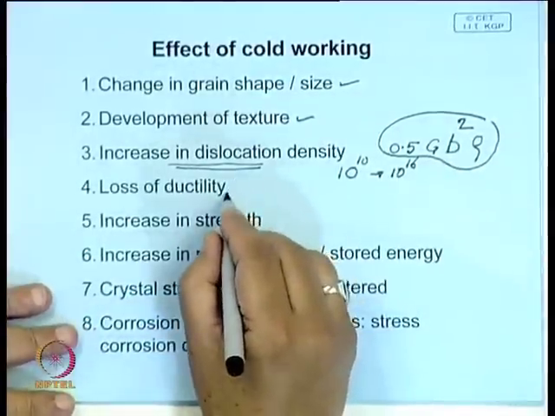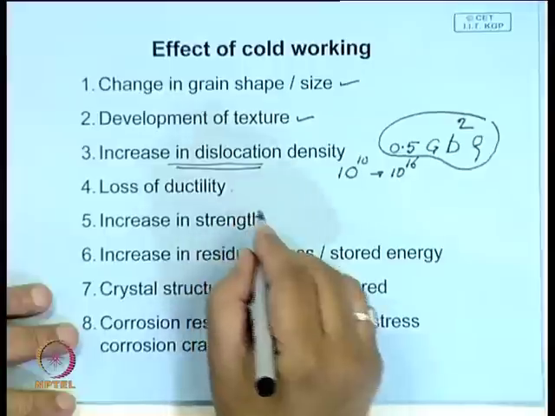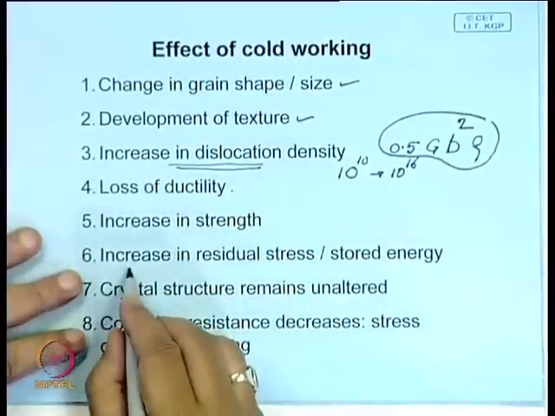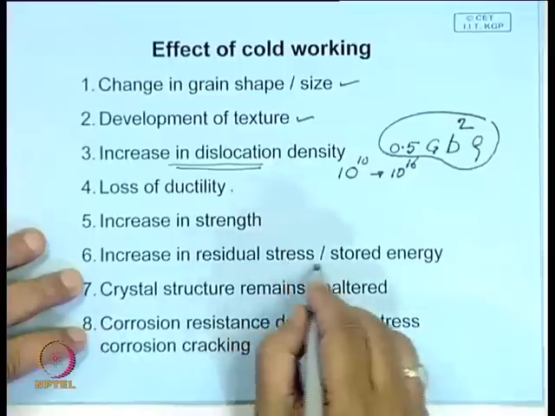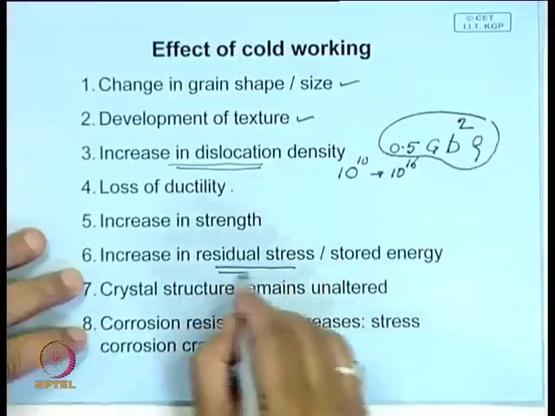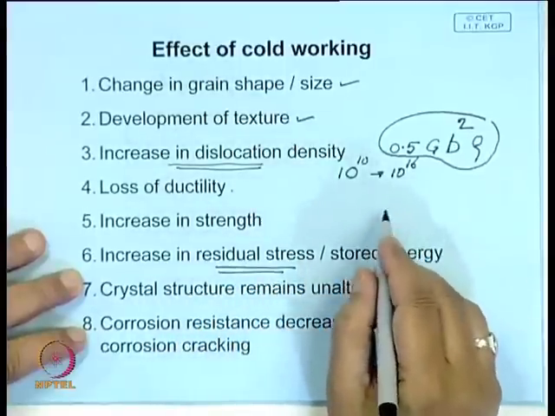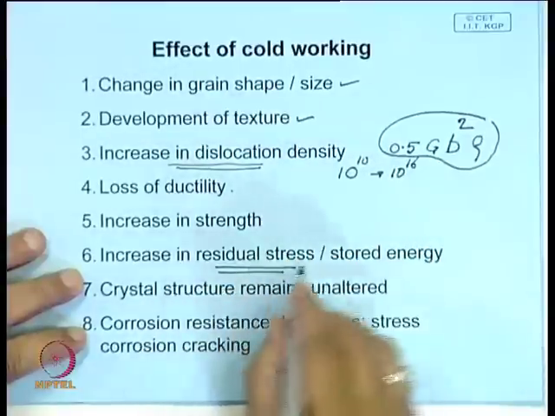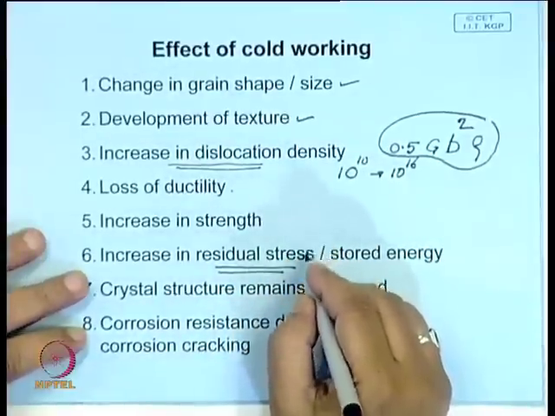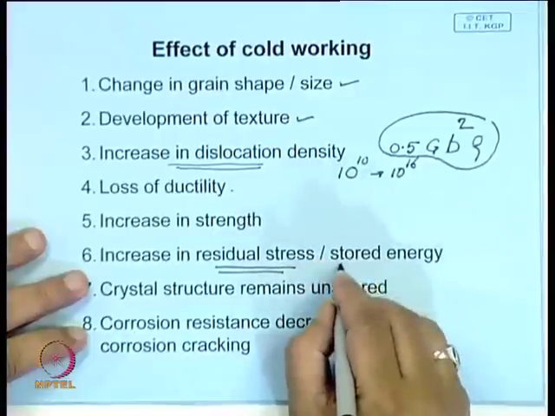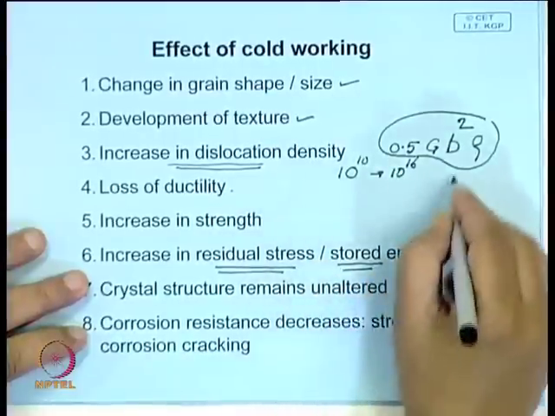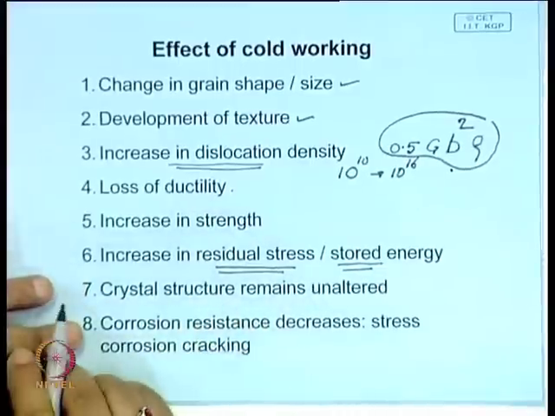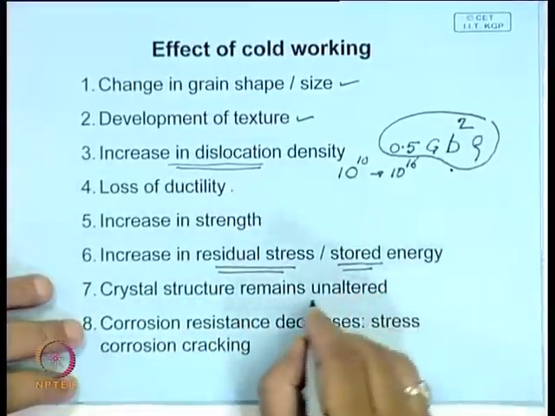And the material work hardens, there will be loss of ductility, there will be an increase in strength, and there is an increase in residual stress. So, different areas of the material may deform to different extents. There will be some elastic stored energy because of the mismatch of these elastic strains, and then there will be stored energy as a result of high dislocation density, but the crystal structure of the material remains unaltered.